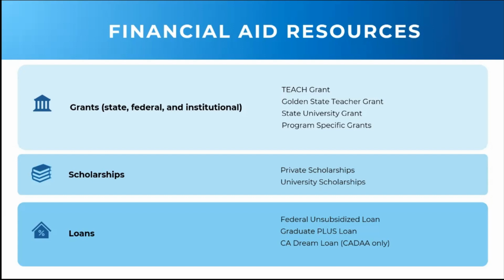The next topic would be scholarships. There are private scholarships that you would get from an outside agency, and then there are CSUSM specific scholarships. Loans for graduate students: there are federal loans and there's the Dream loan for our California Dream application students.